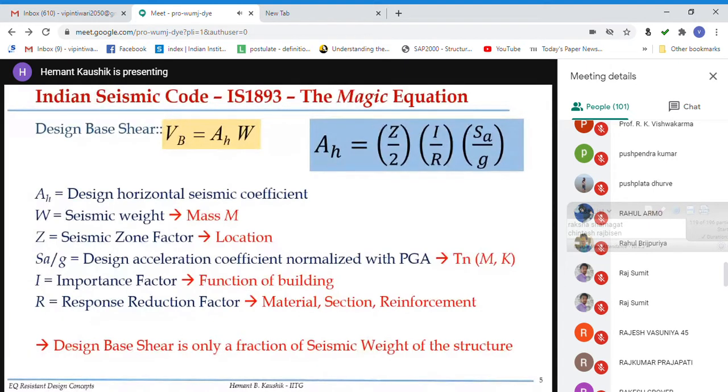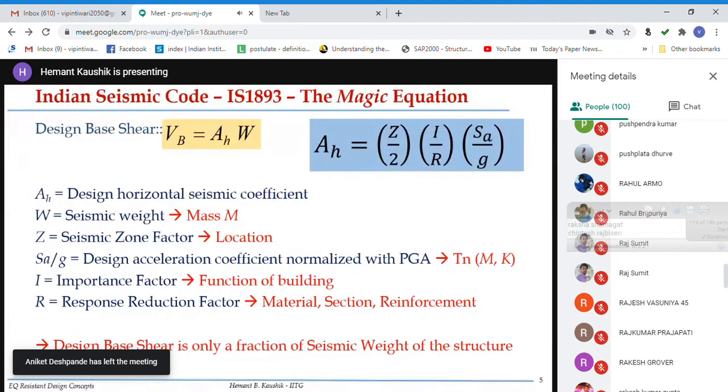The last term is SA by G. So it's basically the design acceleration coefficient. So this comes from the ground motion directly. Okay, and we normalize this design acceleration coefficient with respect to the peak ground acceleration. Okay, so like I said, it depends on the ground motion, and it depends on the structure also. So it's a function of natural period Tn, which in turn is a function of mass and stiffness. Okay, so we'll discuss what SA by G is later also. But here you simply multiply Z by 2 and I by R with SA by G. Okay. Now you may ask, what is this 2 in Z by 2? Why? What is 2 doing there? Because if you look at Z, it doesn't have any units. I, R, no units at all.